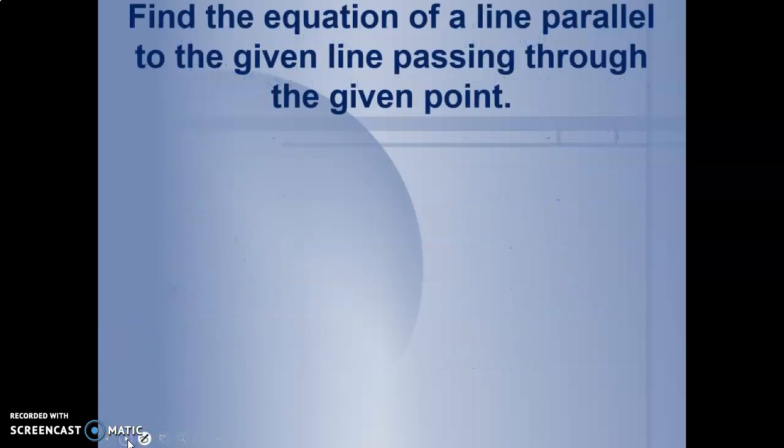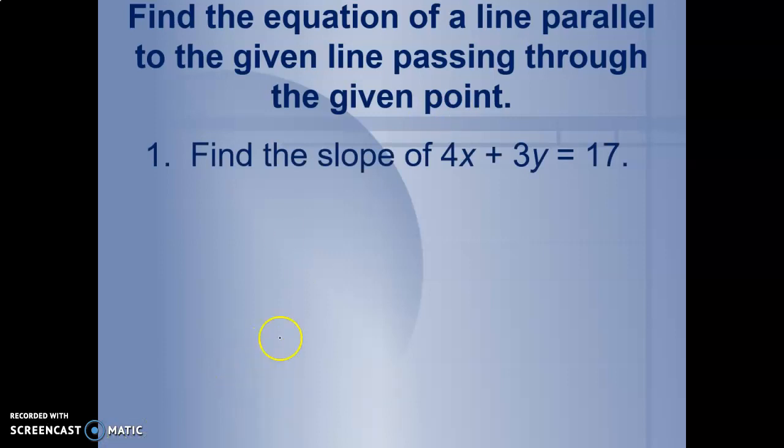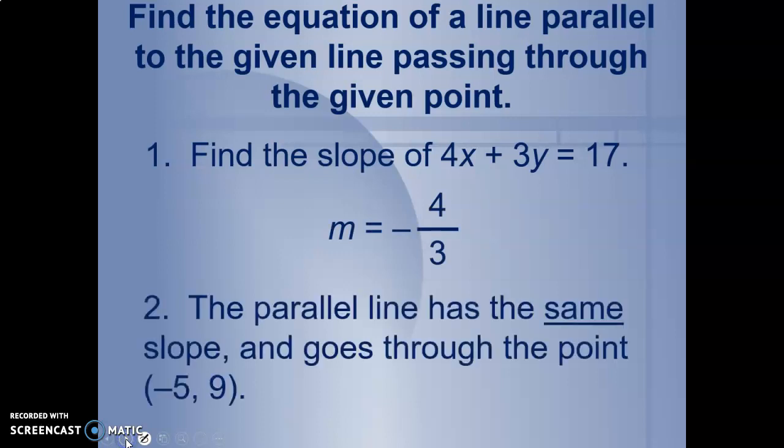Let's find the equation of a line that's parallel to a given line passing through the given point. So first we want to find the slope of 4x plus 3y equals 17. And we're going to do that by putting it into slope-intercept form. Once we do that, we find that our slope is negative 4/3. We know that a parallel line is going to have the same slope. So we want to write an equation for a line with the same slope, but our line is going to pass through this point. We know a slope, we know a point, so we need to use point-slope form.